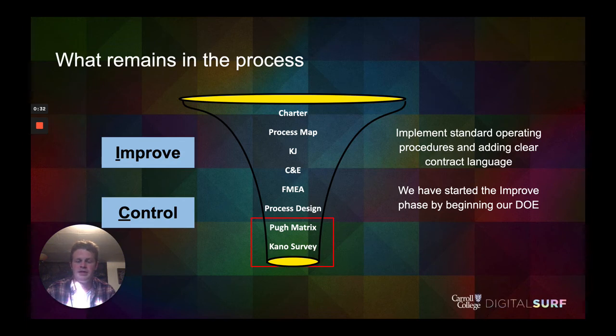All right, thanks, Anthony, for wrapping that up. So next up is just what remains in the process. So we still have to go through the improve phase and the control phase. So with this, we're looking at the Pew matrix and the Kano survey, along with some other studies. So first, we want to implement standard operating procedures, or SOPs, and add clear contract language. And we have started the improve phase by beginning our DOE, or design of experiments.